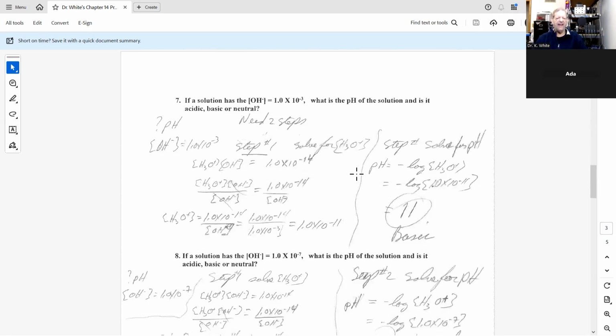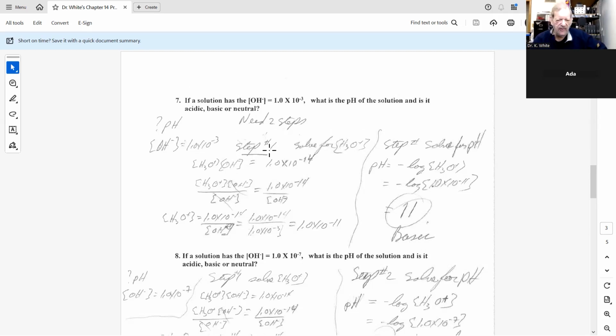All right, let's look at number 7. If a solution has the hydroxide, OH minus, concentration, the brackets mean moles per liter concentration, how much there is, of 1.0 times 10 to the minus 3, what is the pH of the solution, and is it acidic, basic, or neutral? Well, pH is minus the log of the H3O plus concentration. Oh no, we don't have that. We have the OH minus concentration and we're trying to find pH. So you need 2 steps.